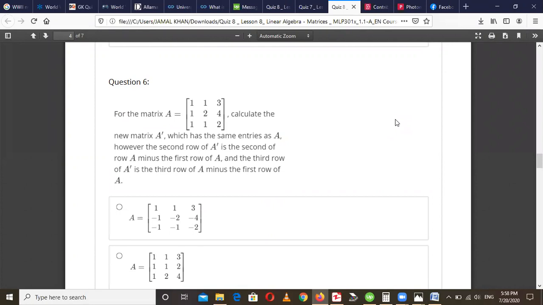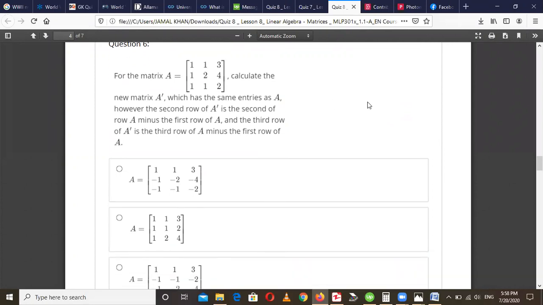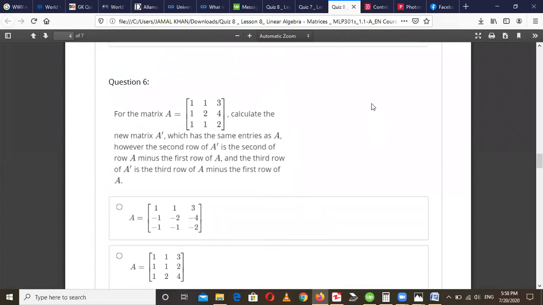Okay. Now, first of all, understand the question. What are they demanding from us? For the matrix A, 1, 1, 3, 1, 2, 4, 1, 1, 2, calculate the new matrix A dash. From this matrix, we have to form another matrix whose name is A dash. In the new matrix, the same entries of A will also appear, but there will be a little bit of change. What will these changes be?